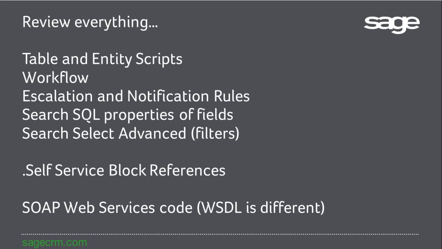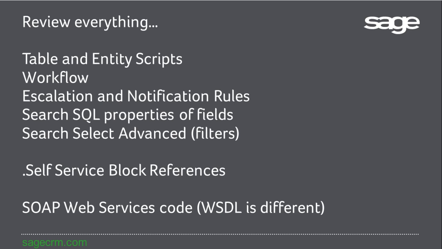Now, I found that when I was working with the beta, I also needed to check some areas that were easily overlooked, and these include things like the Search SQL properties of fields or the filters associated with Search Select Advanced fields. Now, it's not expected that the changes in Sage CRM 7.3 have affected any of the areas that I've mentioned. Nevertheless, you must review these to ensure that there is no unexpected behavior demonstrated by the code.